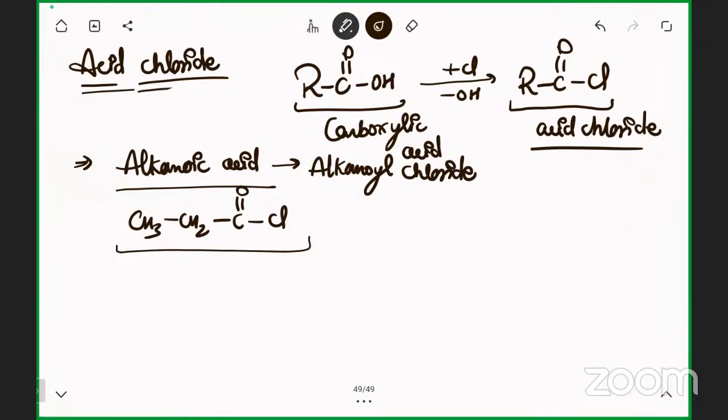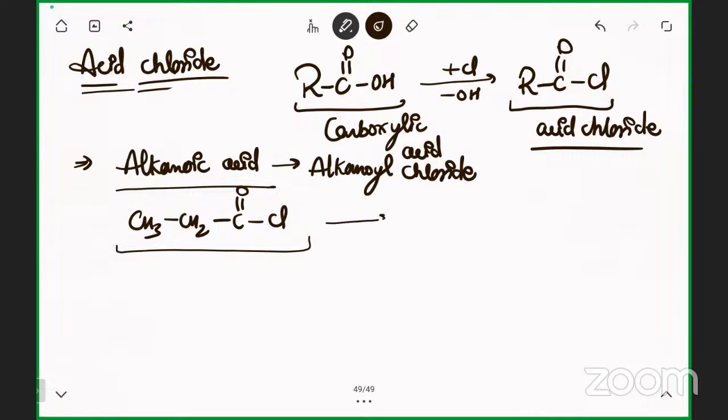Just think twice. How many carbons are there? Count the number. So is it ethanoic acid? No, 3 carbons are there, right? Propanoic acid. Very good. So this particular compound is made up of propanoic acid.